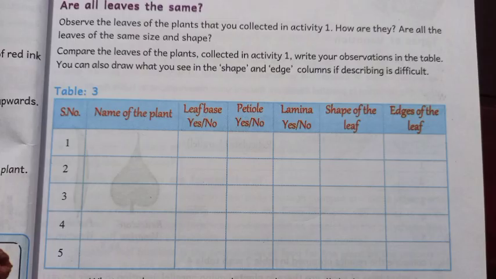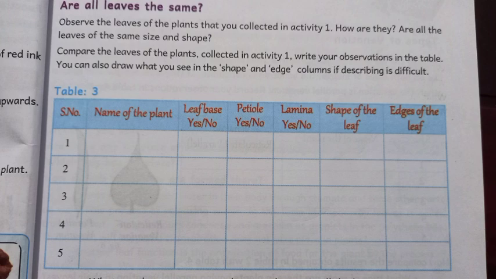Collect different leaves from the garden. Are all leaves the same? How are they? What about their size and shape? You can compare the leaves of the plants and write your observation in the table given below.